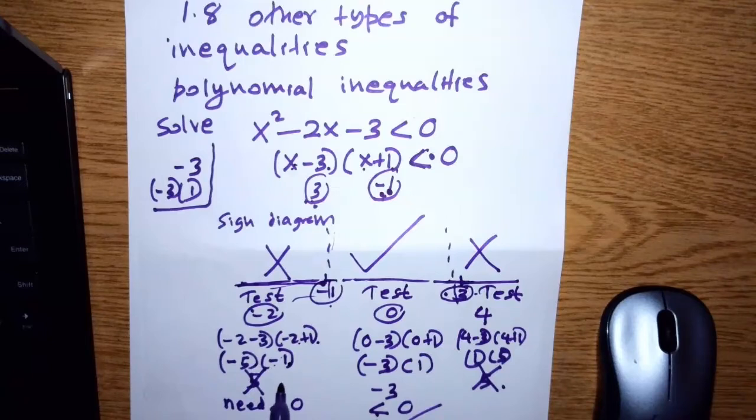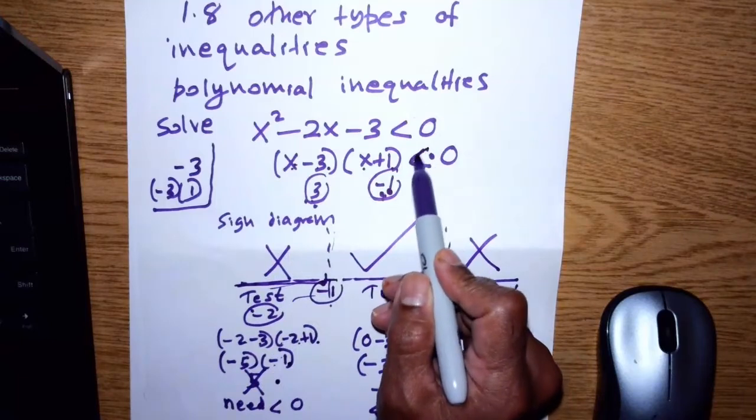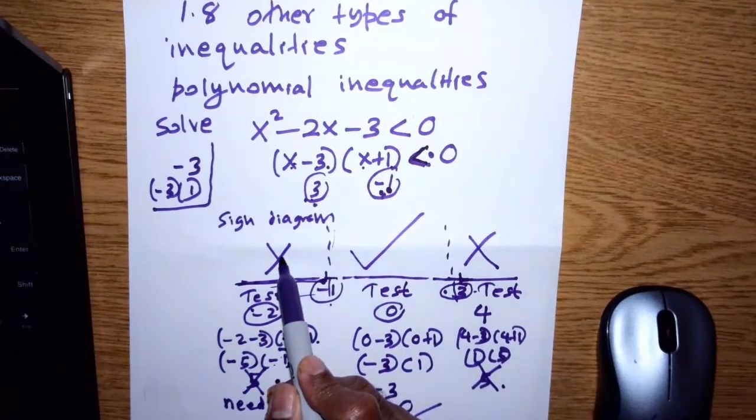But the answer you get is positive, right? Which is not what we want because we want our expression to be negative. So in this region, when you plug in a test value, we get a positive answer, which is not valid.